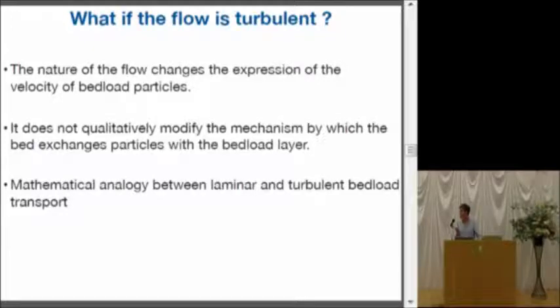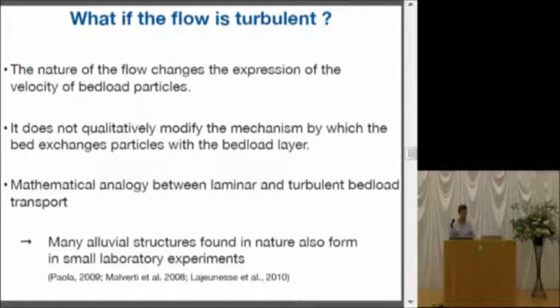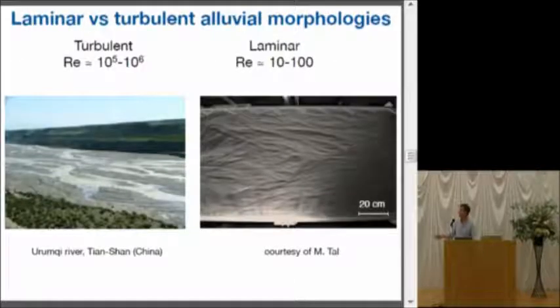And I believe that this is the main reason explaining why so many alluvial structures that are found in nature can also be reproduced in small laboratory experiments. Here I'm just going to give you 2 examples, but I could give you more if I have time. Here, for example, you have a braided river. This is in China. This small dot here is François Métivier, so it gives you the scale of the river. Of course, this is a pattern formed by a highly turbulent flow, but we can reproduce this pattern in a laboratory experiment at a much smaller scale and using smaller Reynolds numbers.